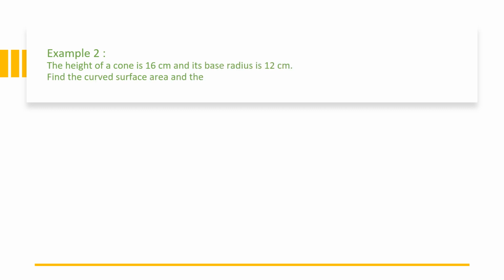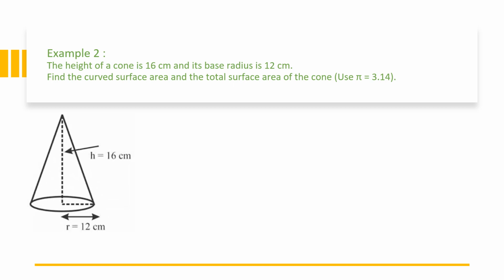Now let's take one more example, example 2. Let's read. The height of a cone is 16 centimeter and its base radius is 12 centimeter. Find the curved surface area and the total surface area of the cone. Of course, you can use pi is equal to 3.14 or 22 by 7, depending on whichever suits your simplifications. Now let's visualize this question itself.